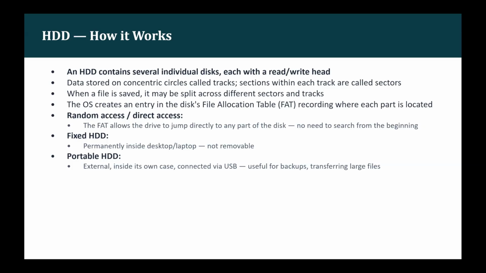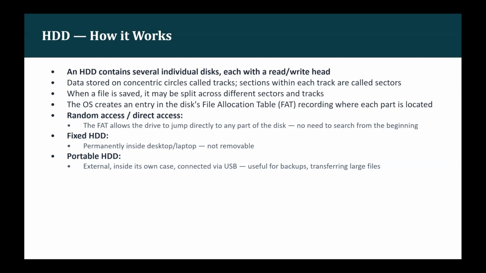How does an HDD work? An HDD contains several individual disks, each with a read and write head. Data is stored on concentric circles called tracks. Sections within each track are called sectors. When a file is saved, it may be split across different sectors and tracks. The OS creates an entry in the disk's file allocation table, which we call FAT, that records where each part is located.